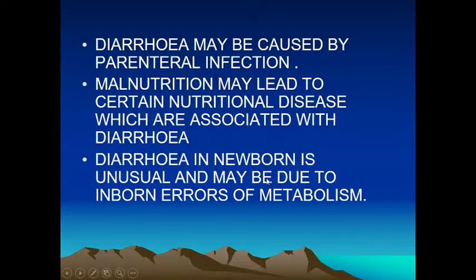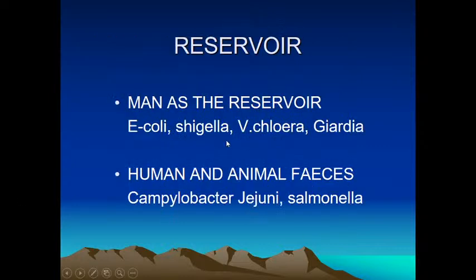Diarrhea in a newborn is unusual because it has the immunity from the mother, and if the child is only having breast milk, then you can expect that the child will not suffer from diarrhea. Otherwise, it should be some inborn error of the person. So as we said, man is the reservoir of most of the infections: E. coli, Shigella, Vibrio cholerae, Giardia. The human and animal feces are the source of infection in Campylobacter jejuni and Salmonella.